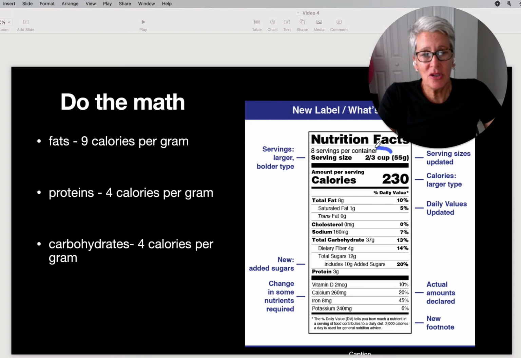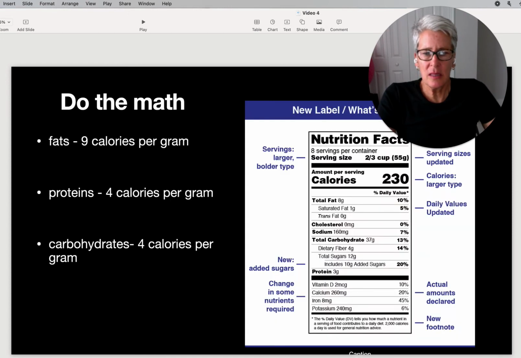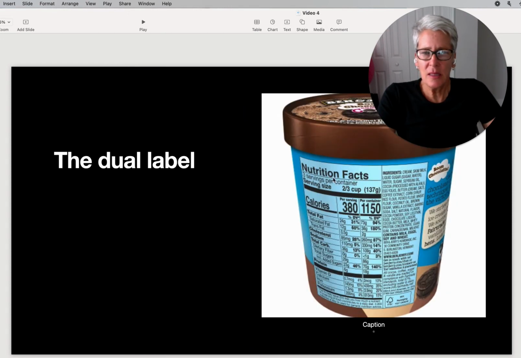So I want to pay attention to what my serving size is, and I also want to pay attention to the fact that this is a rich product, rich in fat, rich in sugar. So here we are. Let me make sure I said all I needed to say there. I think I did. Here we are at the dual label.